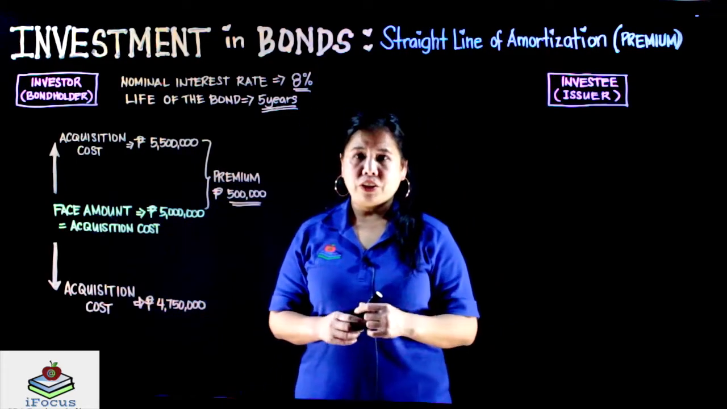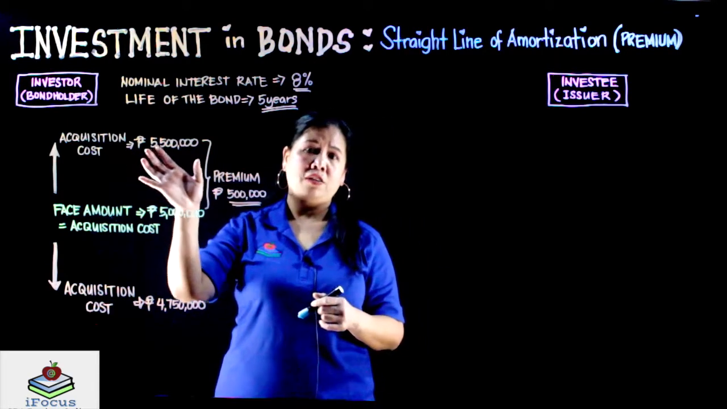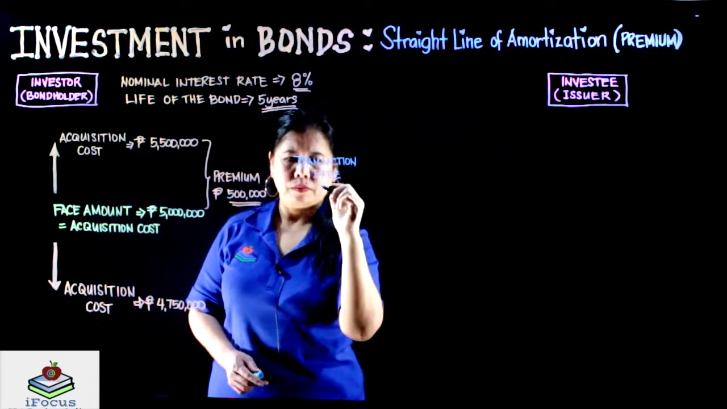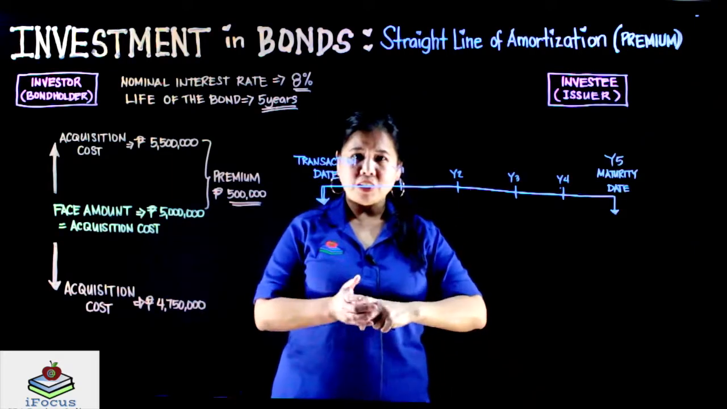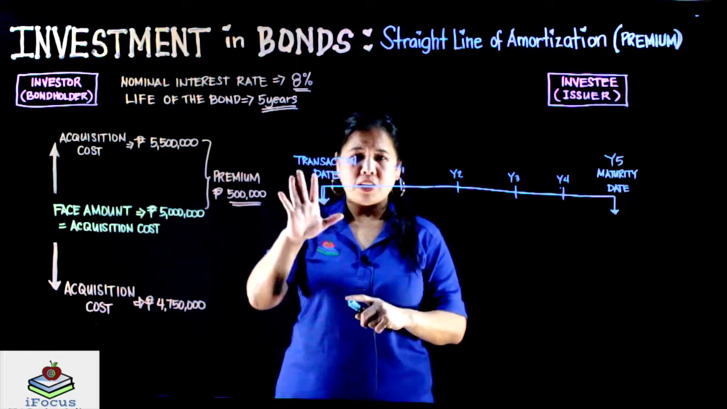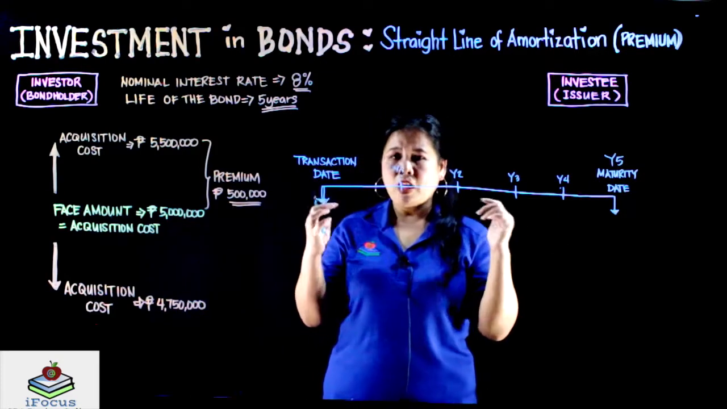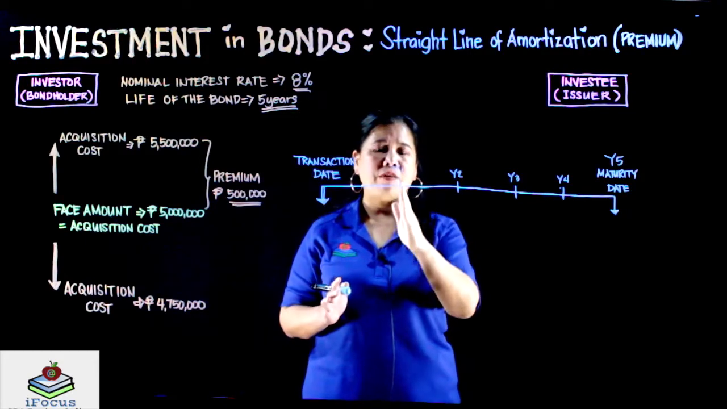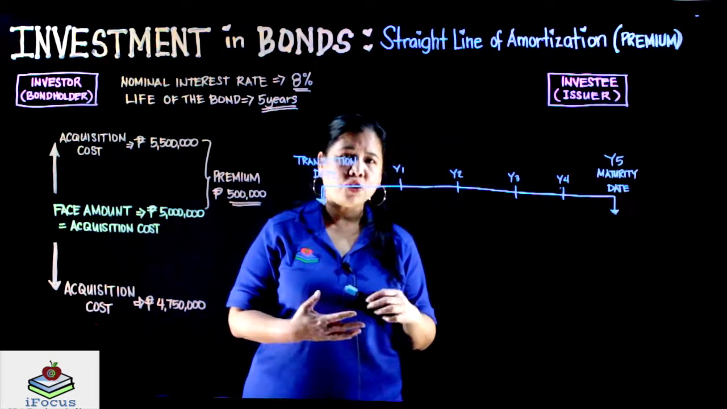On the transaction date, dahil in-acquire ni investor ng 5,500,000, let me write down my timeline here. On the transaction date, kung kailan man yung transaction date ni investor, and we have our maturity date. The life of the bonds on this example is 5 years. So we have year 1, 2, 3, 4, and 5. On the 5th year, that's your maturity date.